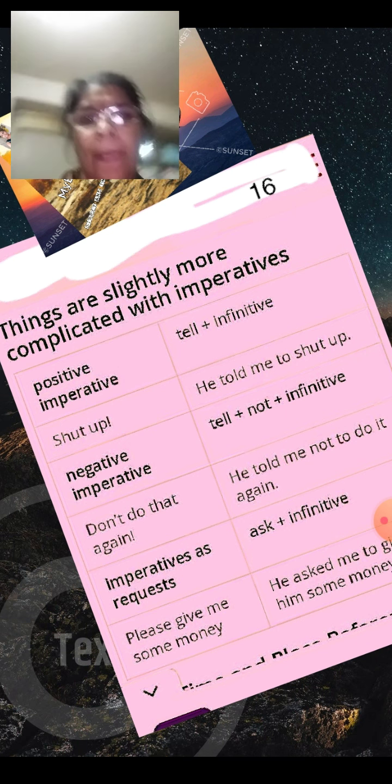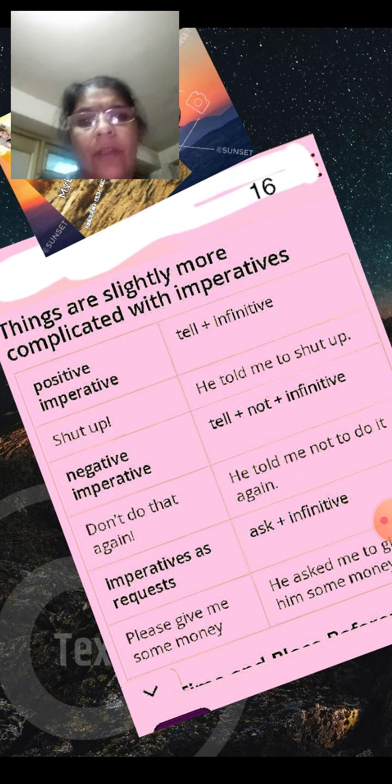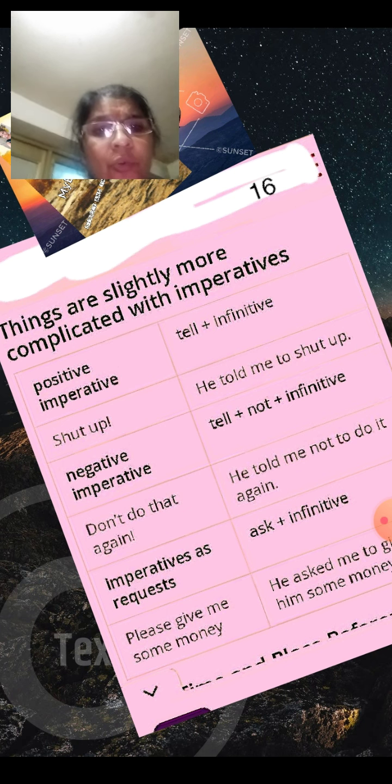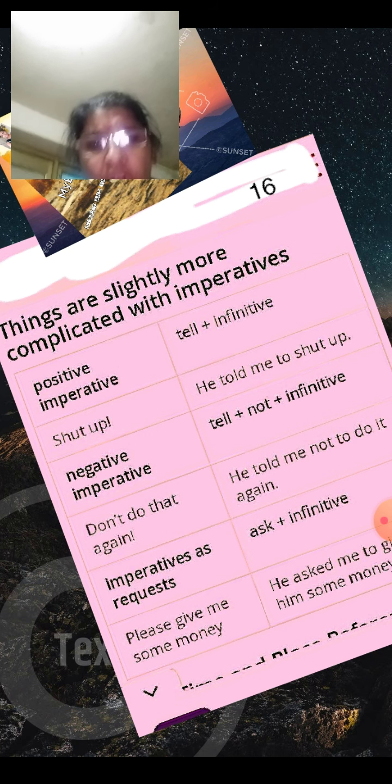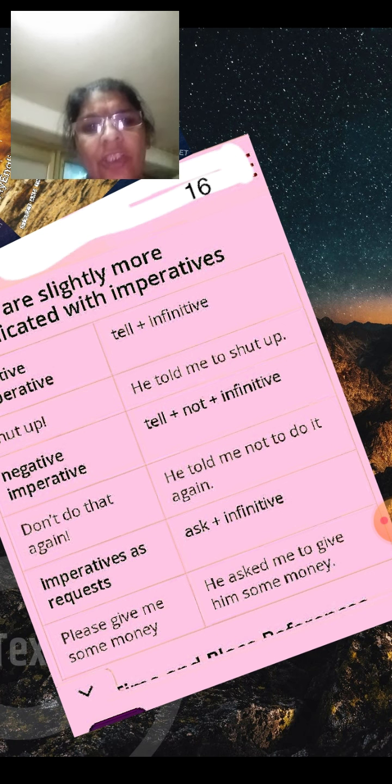Things are slightly more complicated with the imperatives. Positive imperative: tell plus infinitive. Shut up. He told me to shut up. Negative imperative: Don't do that again. Tell plus not plus infinitive. He told me not to do it again.